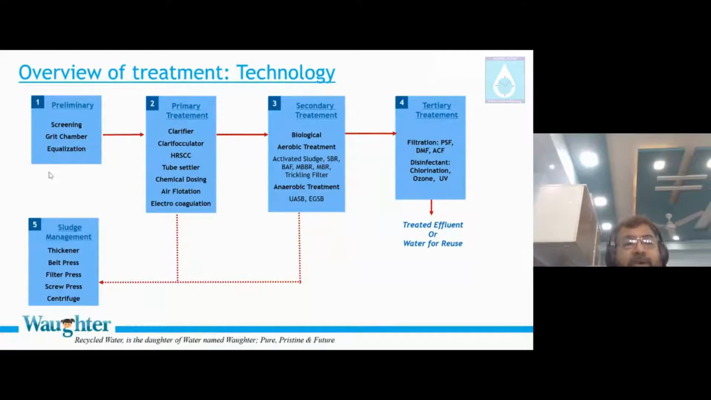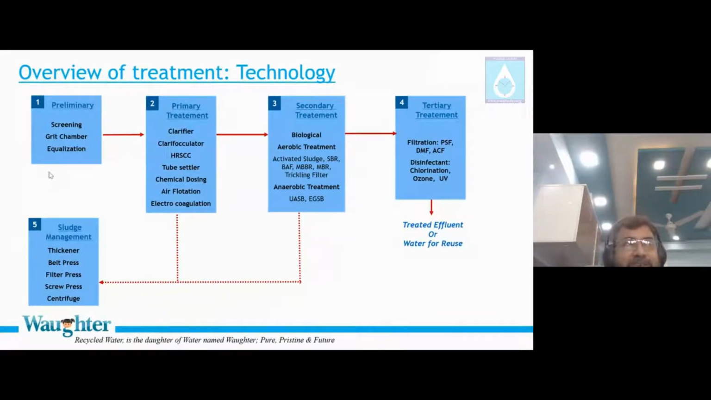Preliminary will cover screening, grit chamber, and equalization. Primary will cover all the clarification and flotation kinds of technologies. Secondary means it will go towards all the biological kinds of treatments. Therefore, you have already treated the effluent. So tertiary is meant for polishing your effluent or sewage for further use. And the two processes, mainly primary and secondary, will also produce sludge. Preliminary will also produce some kachra, right? Not sludge.